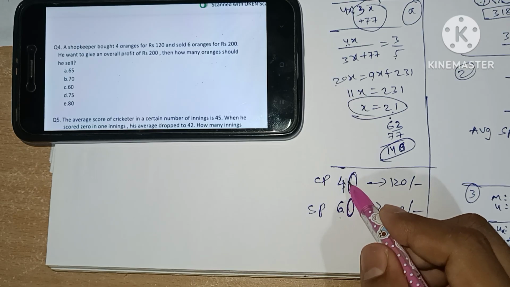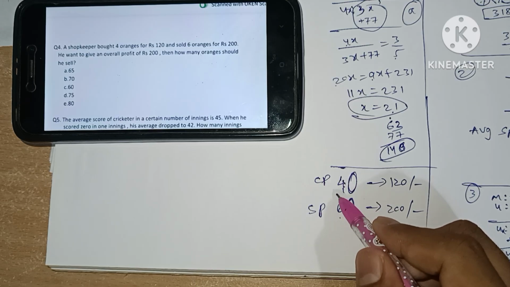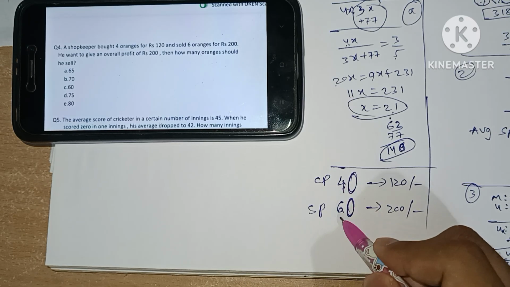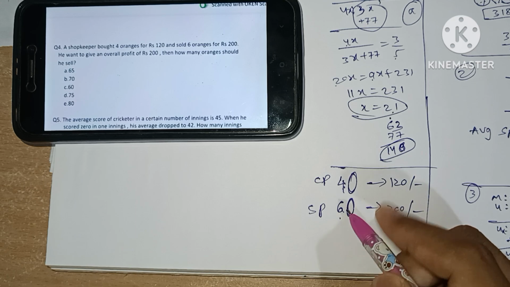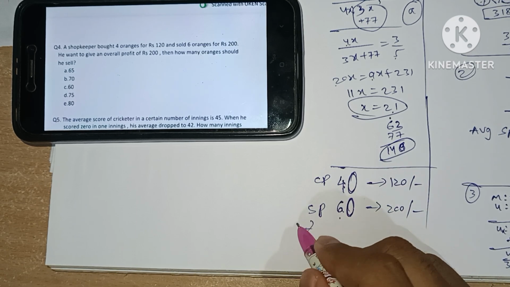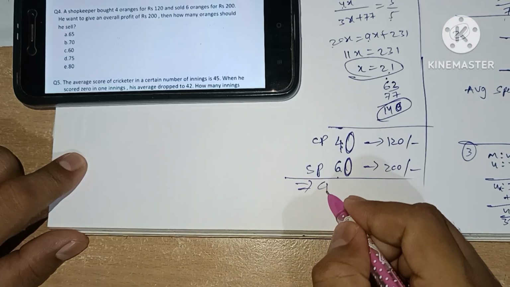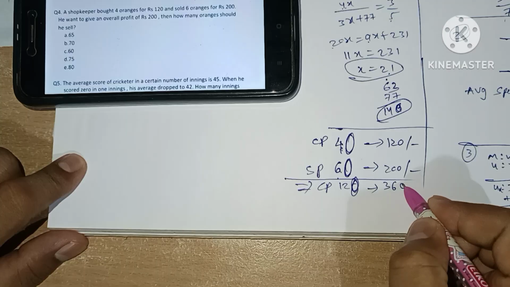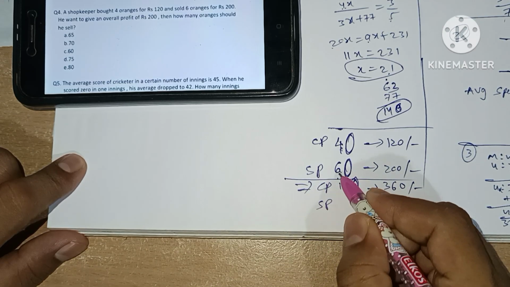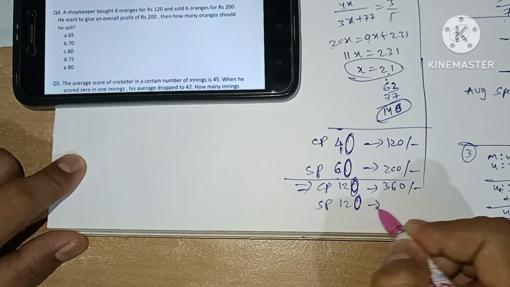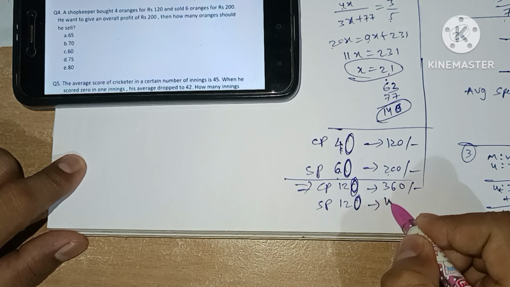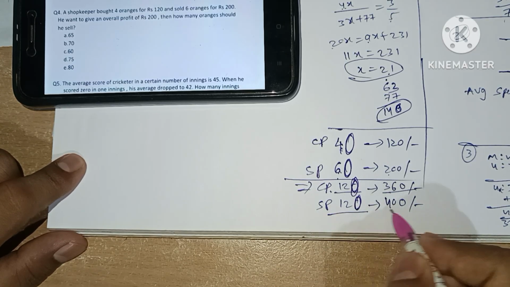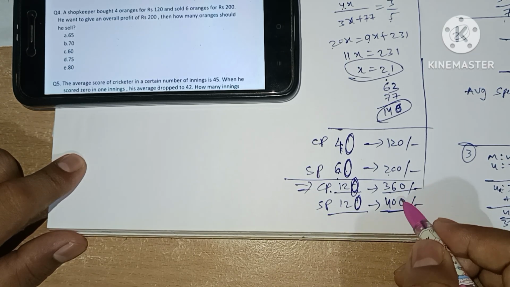So what we do is first we need to make the oranges the same. Here we multiply by 3, and here we multiply by 2. What we get is CP of 12 oranges is 360. SP of 6 oranges, 2 times, which is 12 oranges, is 200 times 2, which means 400. So the cost price of 12 oranges is 360, the selling price of 12 oranges is 400. So he made a profit of 40 rupees.